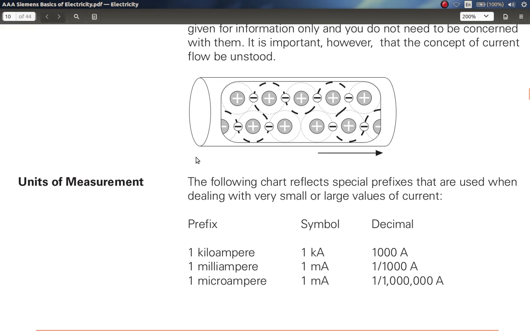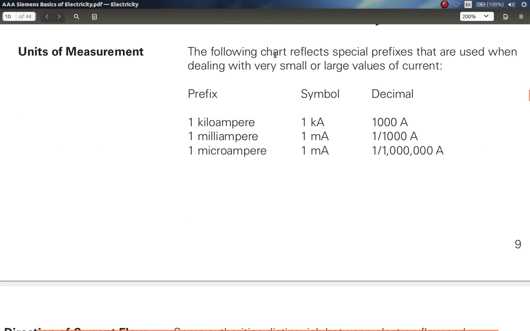Now, unit of measurement. The following chart reflects special prefixes that are used when dealing with very small or very large units of current. So you have the kiloampere, that's 1000 amperes. The milliampere is 1,000th of an ampere, and the microampere is 1 millionth of an ampere, 1 over 1 million ampere.